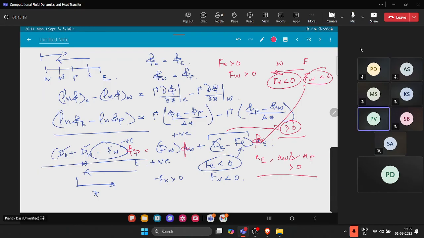Yes, sir. Okay. Then since we want to write it in a direction-invariant format, we can write it like this also. AP phi P equals AW phi W plus AE phi E. So AW is D plus max of F comma 0, and AE is D plus max of 0 comma minus F, and AP is AW plus AE plus the difference of F.